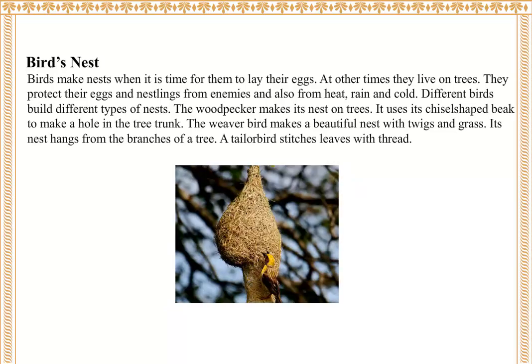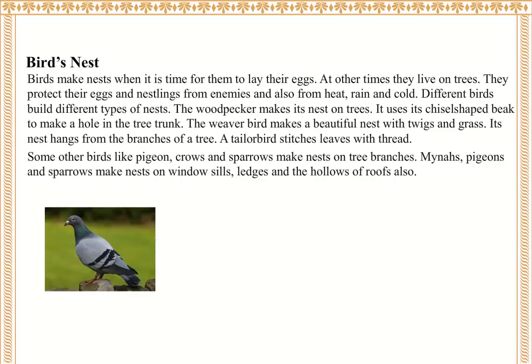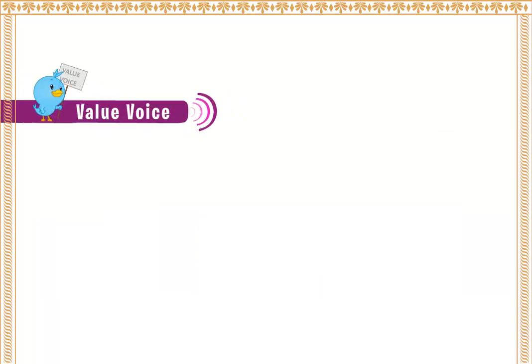The weaver bird makes a beautiful nest with twigs and grass. Its nest hangs from the branches of a tree. A tailor bird stitches leaves with thread. Some other birds like pigeon, crows, and sparrows make nests on tree branches. Mynas, pigeons, and sparrows make nests on windowsills, ledges, and the hollows of roofs also.